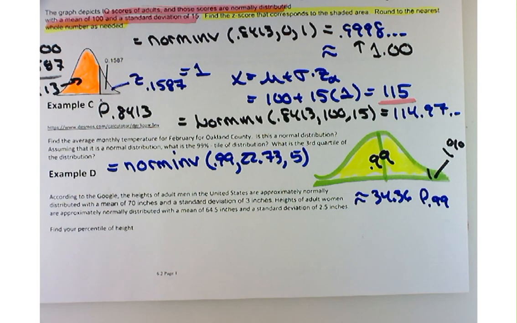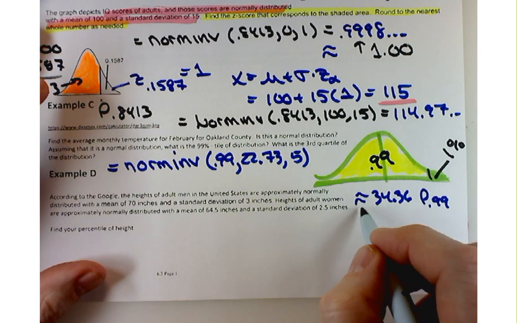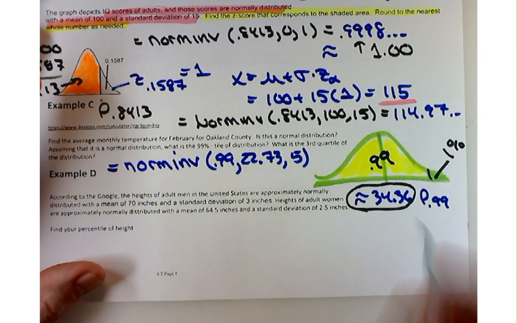Should your answer just be equals 34.6, or should you write out 99% of the time? No, you don't have to write out the rest of that. Really what I'm looking for is this right here.